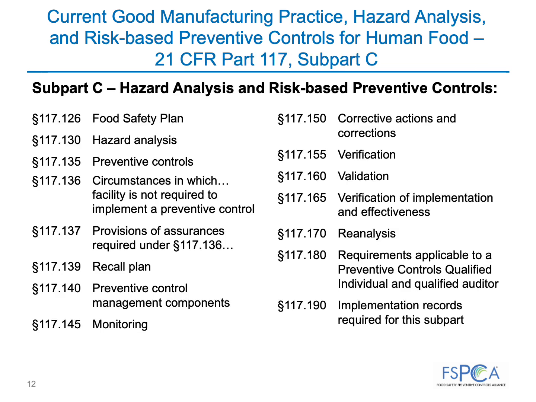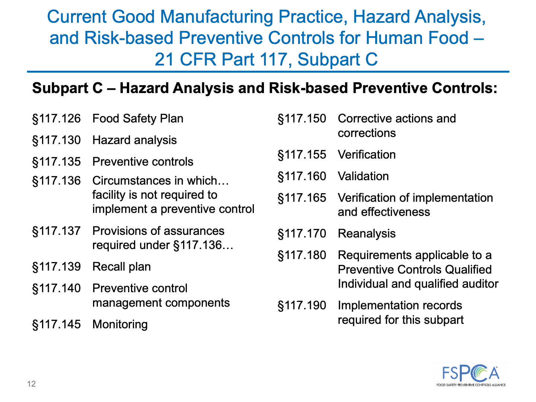The focus of this training program is on 21 Code of Federal Regulations, Part 117, Subpart C, Hazard Analysis and Risk-Based Preventive Controls for Human Food, referred to as the Preventive Controls for Human Food regulation in this document, and Subpart G, Supply Chain Program. Each facility is required to implement a written food safety plan that focuses on significantly minimizing or preventing hazards in foods, 21 CFR Part 117, Section 117.126.